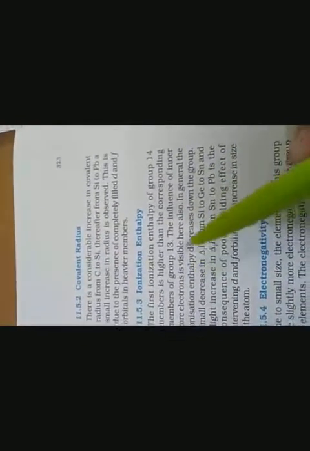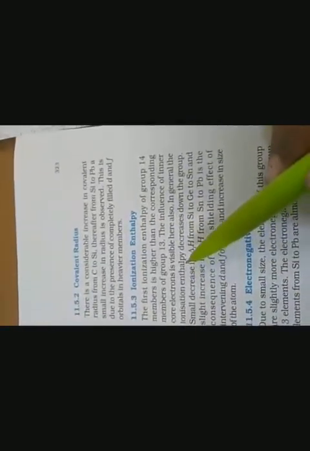Ionization enthalpy means to remove the electron from the outermost orbit. 4 electrons are there, 2s2 and 2p2. So first ionization enthalpy is low, second is more compared to first, and third and fourth more still. So the first ionization enthalpy is higher than the corresponding members of group 13, okay, because you have to remove 4 electrons, in group 13 three electrons. The influence of inner core electrons is visible here also. Inner core means d and f.